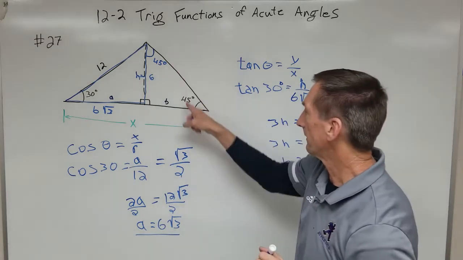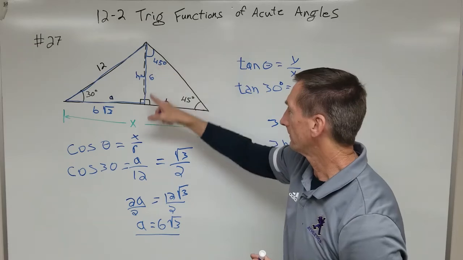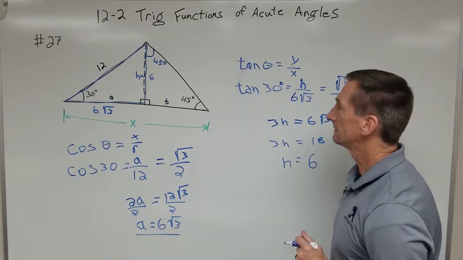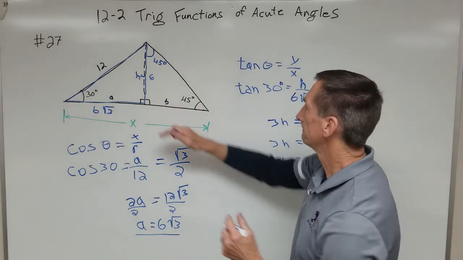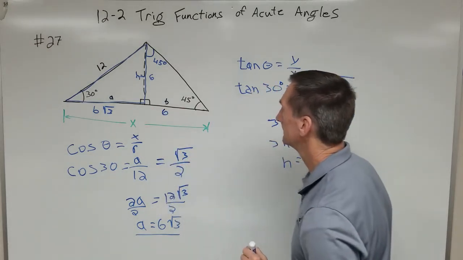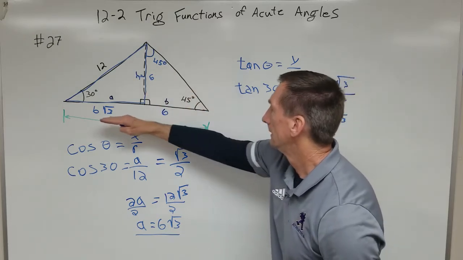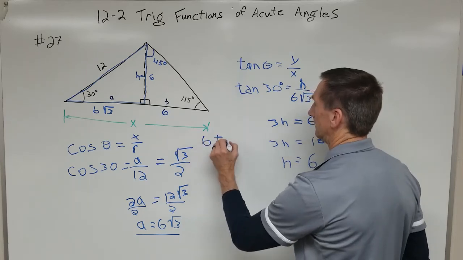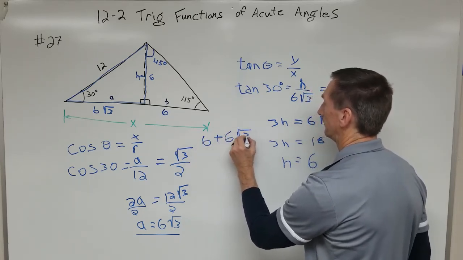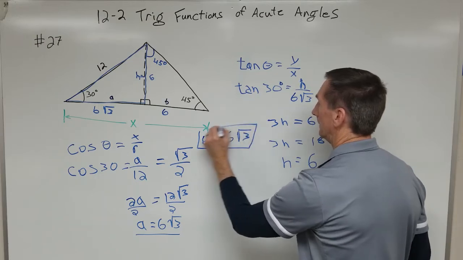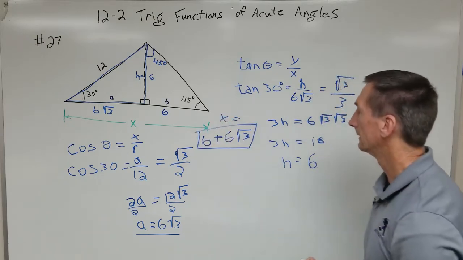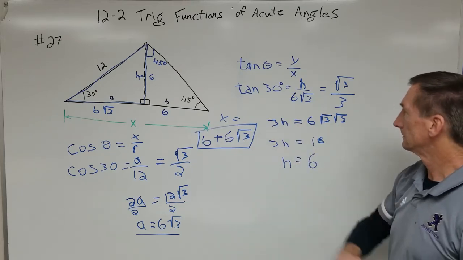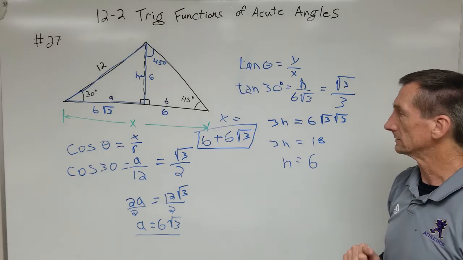Okay, and this being a 45-degree triangle, 45, 45, 90, that means these two sides are the same length. So it's a simple matter now of putting in this value here. Now that I'm looking at this triangle, adding up these two lengths gives me 6 plus 6 radical 3. And that is x. Okay, so there you have it. Number 27, solved using trig functions.